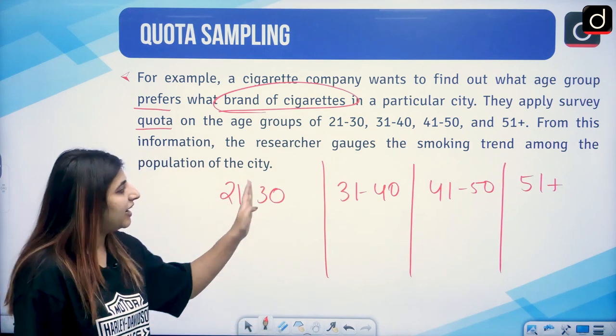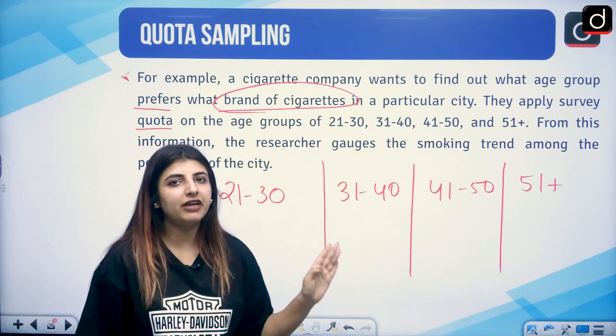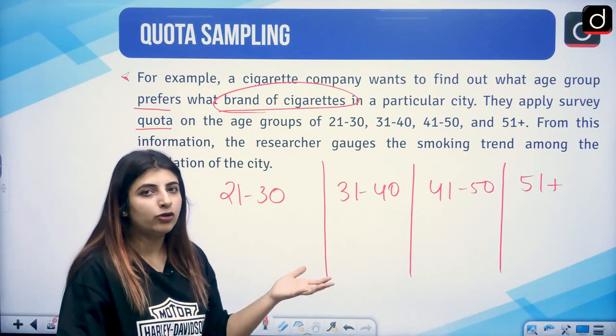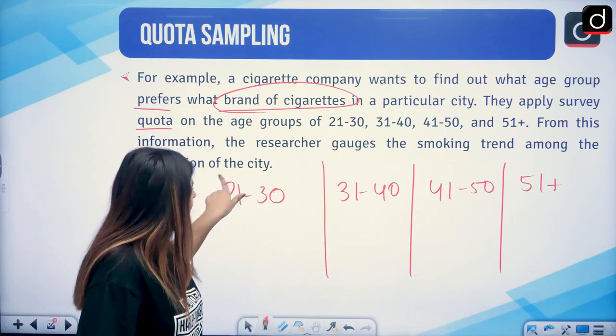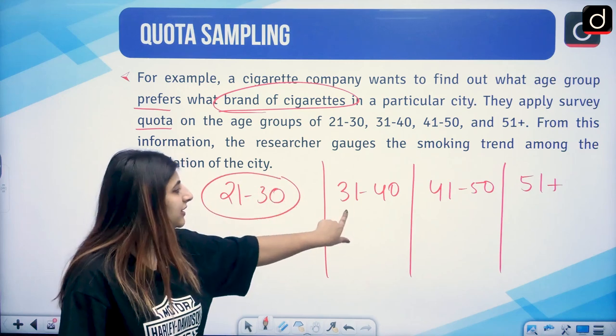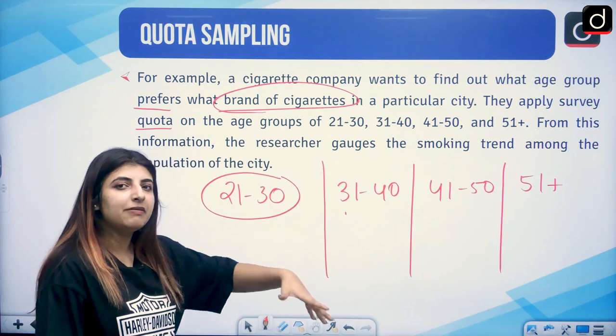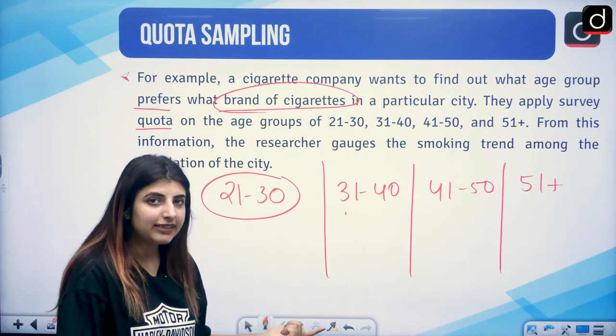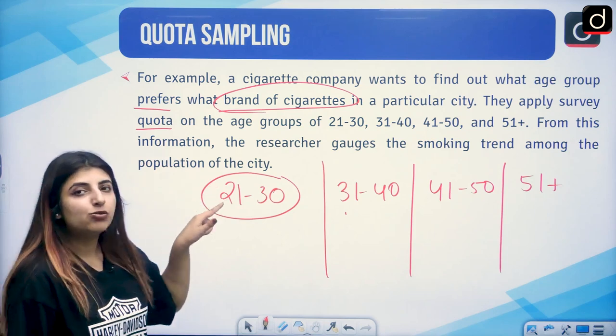So of course they have divided the population into different quotas to know their preference of the cigarette brand that they want to use. Of course these people might have a different preference than the others, so that is going to give them an edge to know which age group likes what kind of cigarette, right? So of course this will be there.